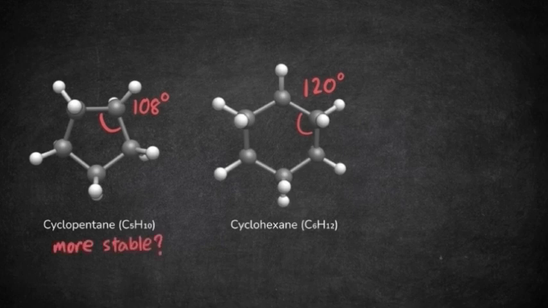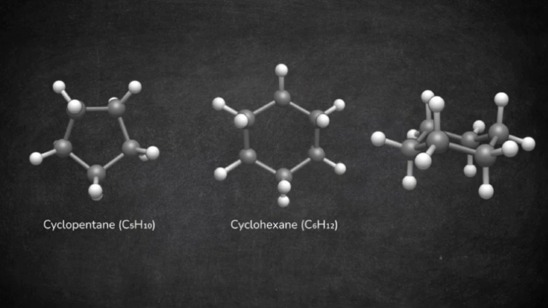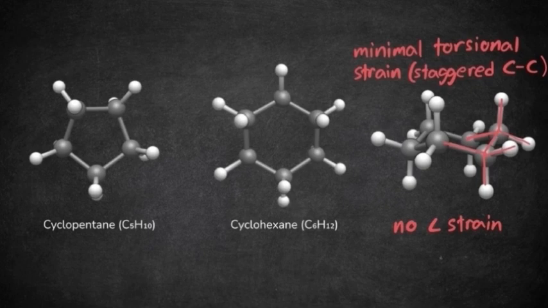However, this isn't always the case, as cyclohexane can adopt a conformation that completely alleviates all ring strain. In this conformation, there is no angle strain and minimal torsional strain due to the staggered carbon-carbon bonds. This conformation is one of the few conformations cyclohexane can adopt. Let's briefly explore these conformations and order them from highest to lowest energy.